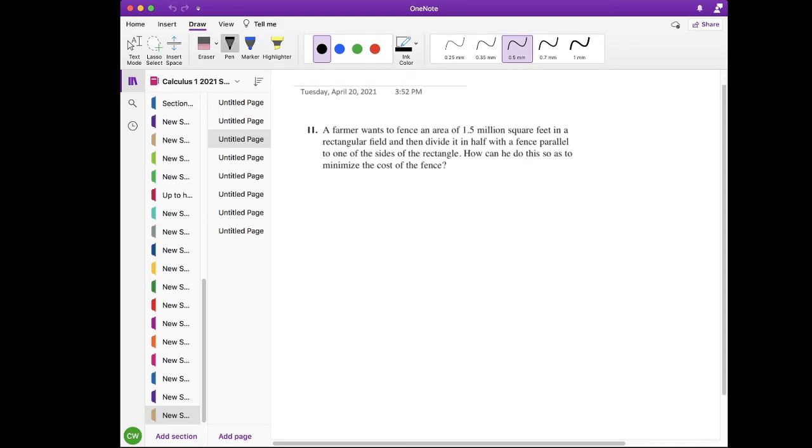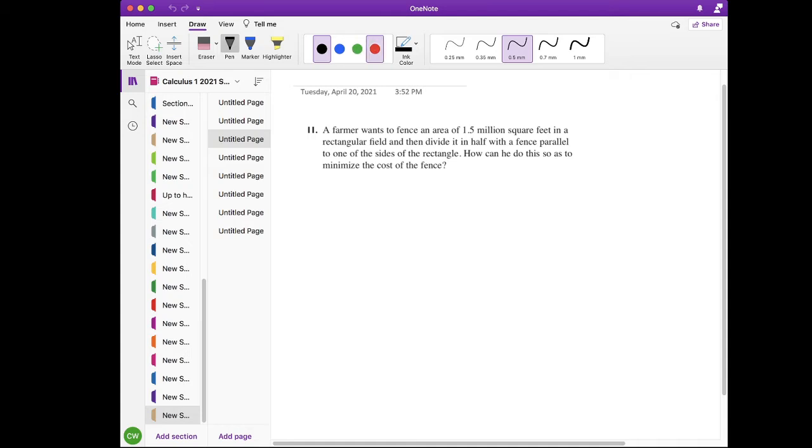This one should look familiar if you've taken pre-calculus here. A farmer wants to fence an area of 1.5 million square feet in a rectangular field and then divide it in half with the fence parallel to one of the sides of the rectangle. How can you do this so as to minimize the cost of the fence?